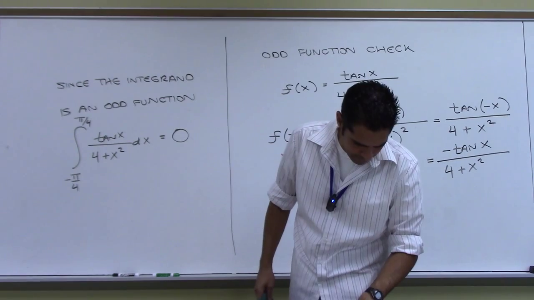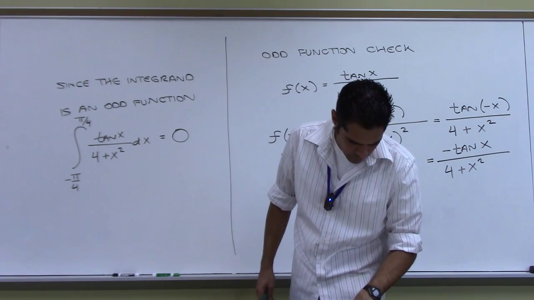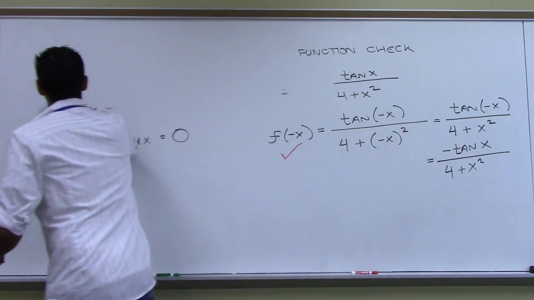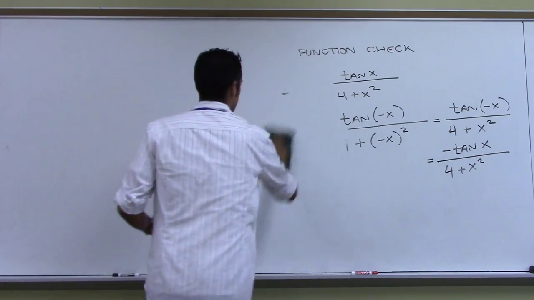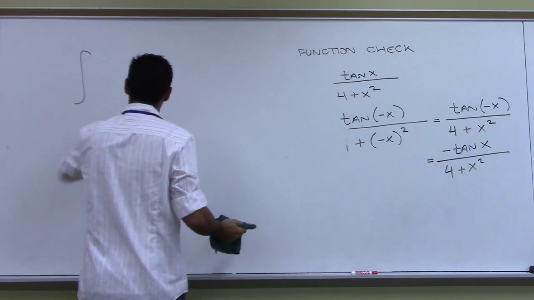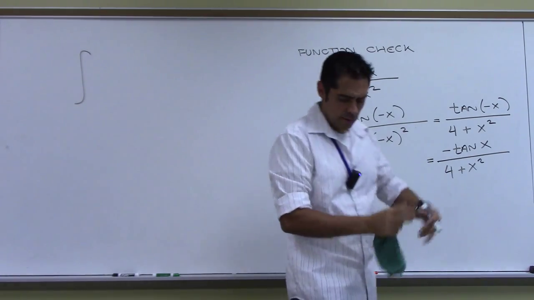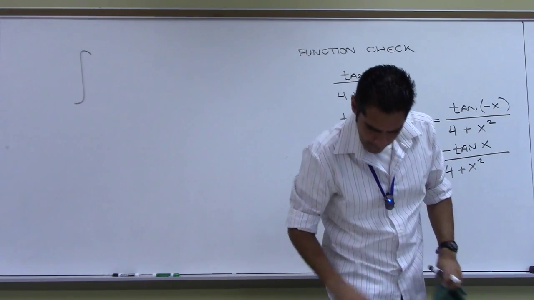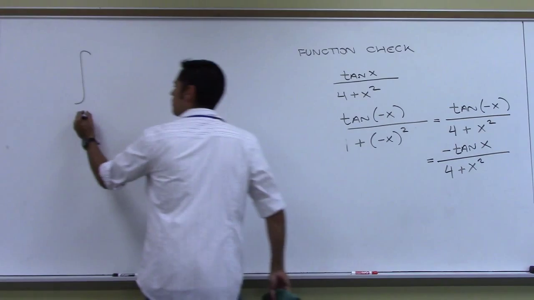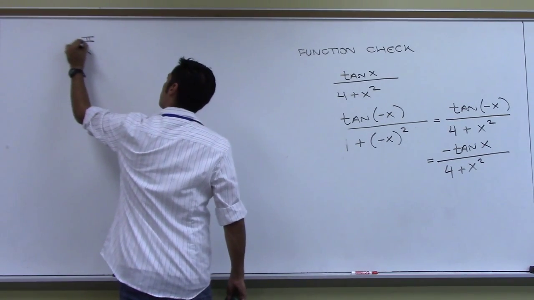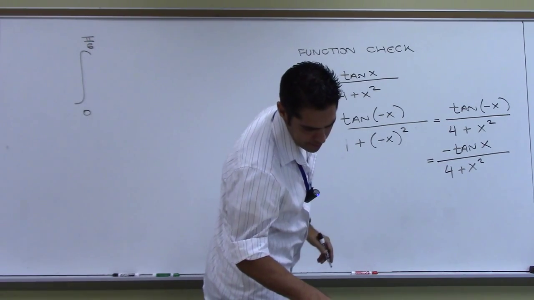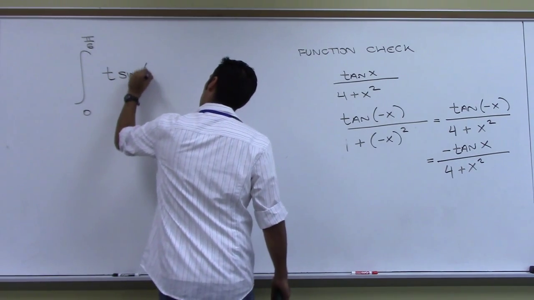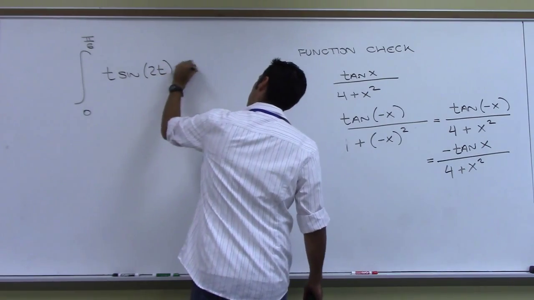Let's do another one. This will be our last one before we start the next section. Integral 0 to pi over 6 of t sine 2t dt.